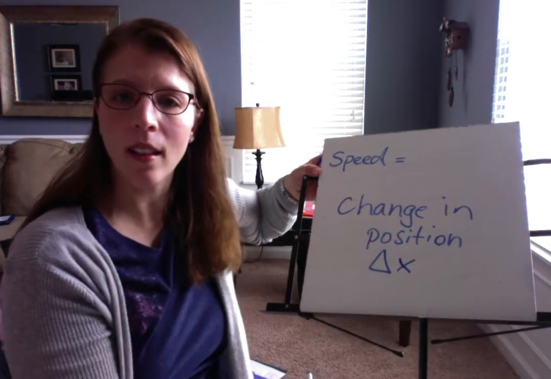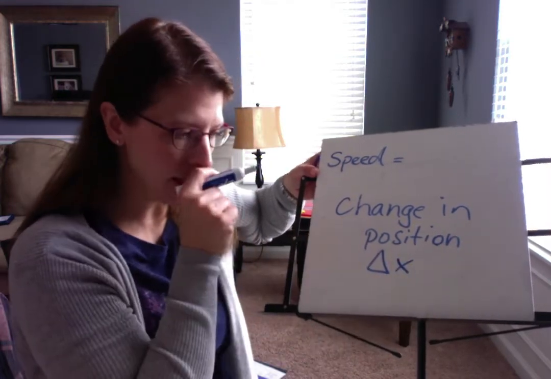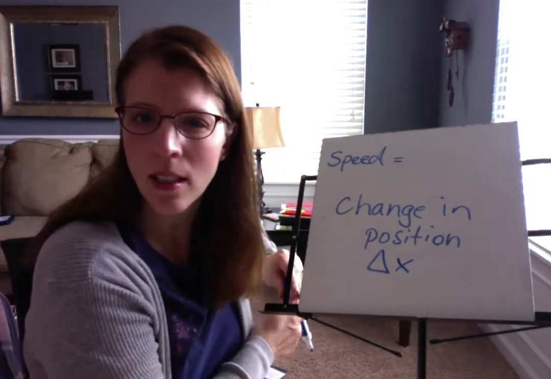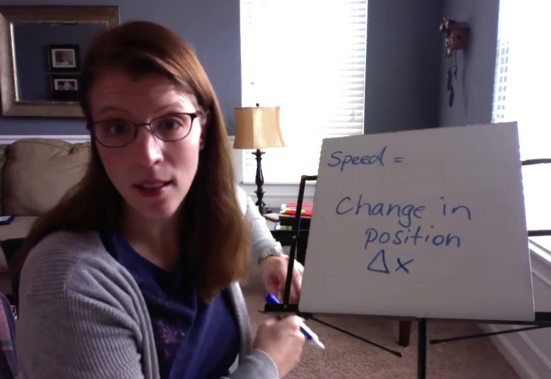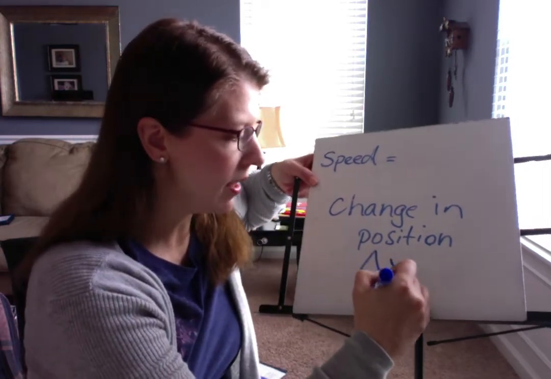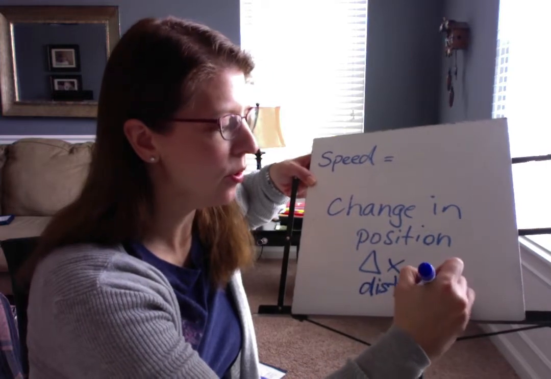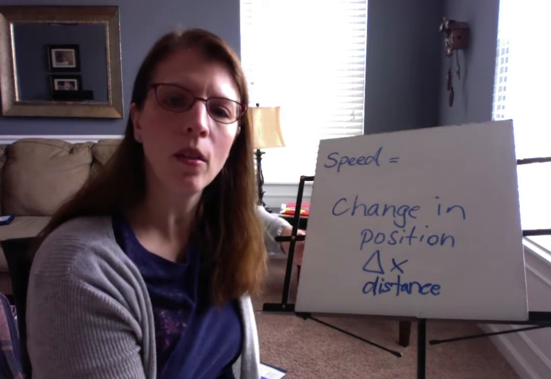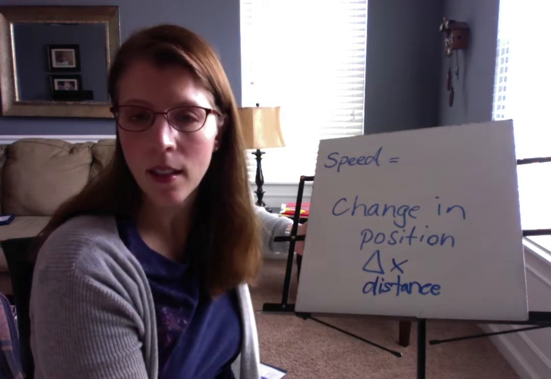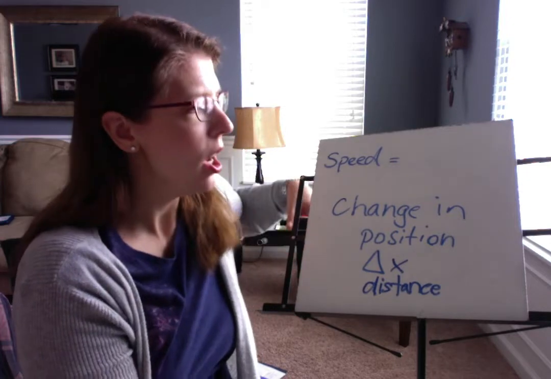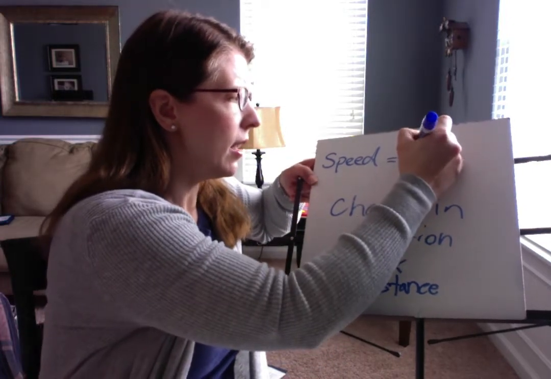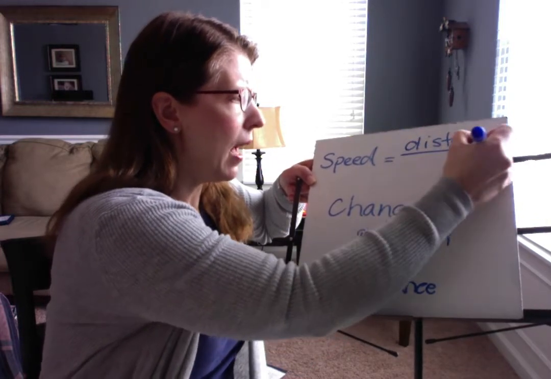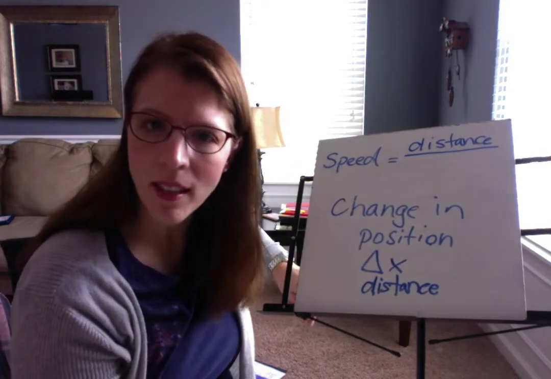Position, we use the letter X. So change in position is delta X, or we use a different word for change in position in daily life, and that word is distance, okay? What's the distance the book traveled, or the marker traveled, or the car on a road trip? Okay, we use the word distance, and what we're really saying is it had a change in position. So we're going to say that speed is distance divided by the amount of time.